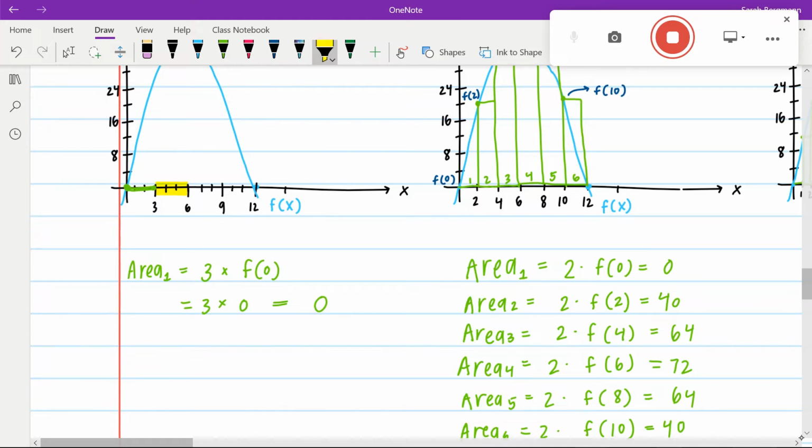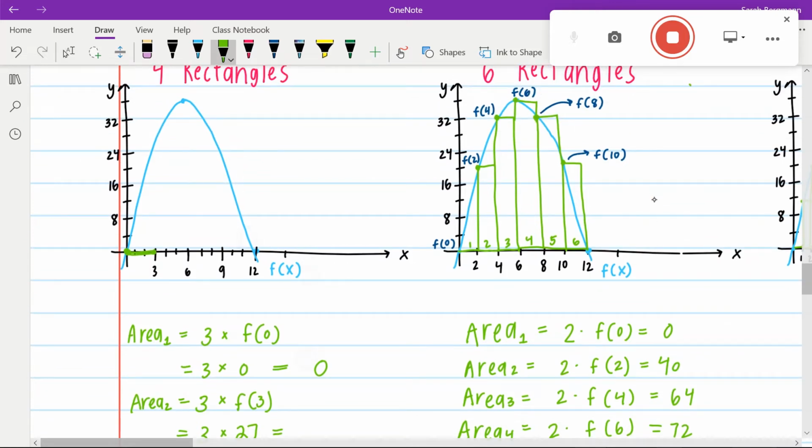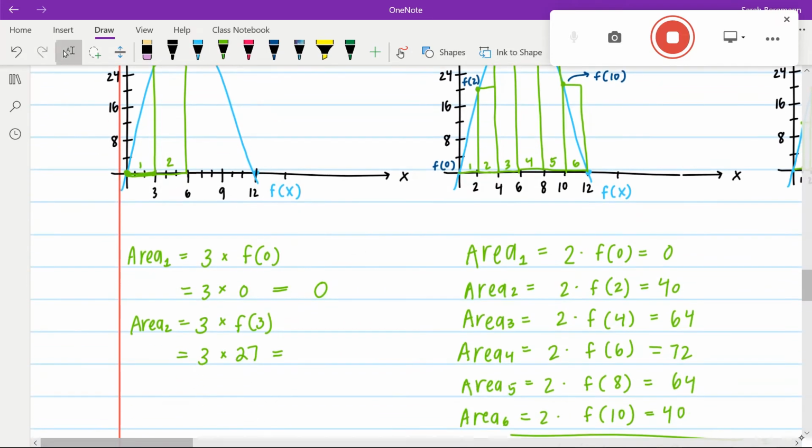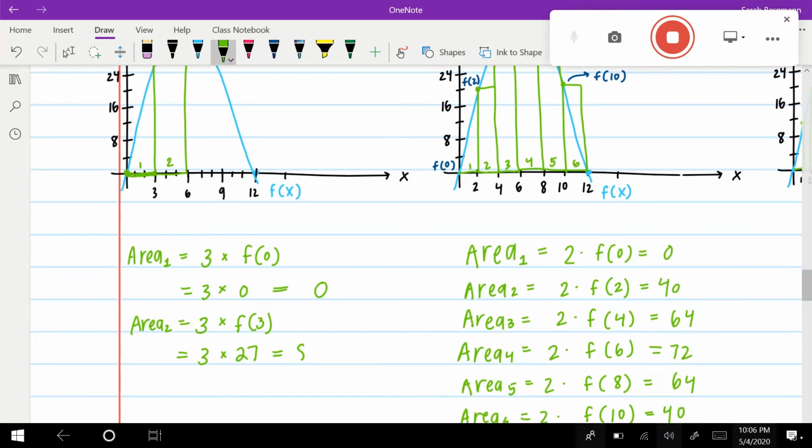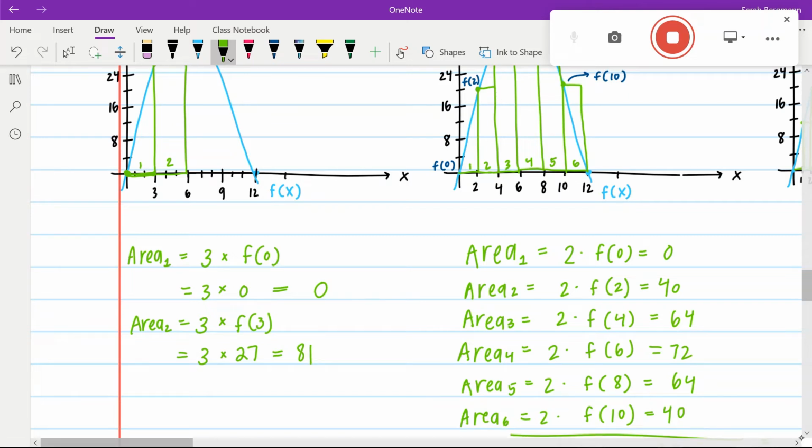For my second section, I'm going from 3 to 6. The left endpoint is 3. So for the second section, the width is still 3, and I'm going to plug in 3 to find the height. f of 3 is 27. So if I want to draw this on here, it goes to about here. Here's my second rectangle. 3 times 27 gives me 81 for my second rectangle.